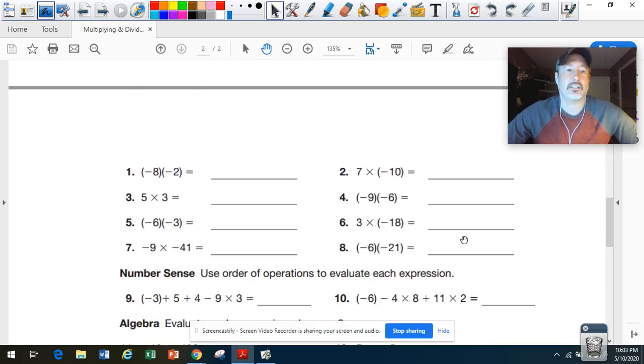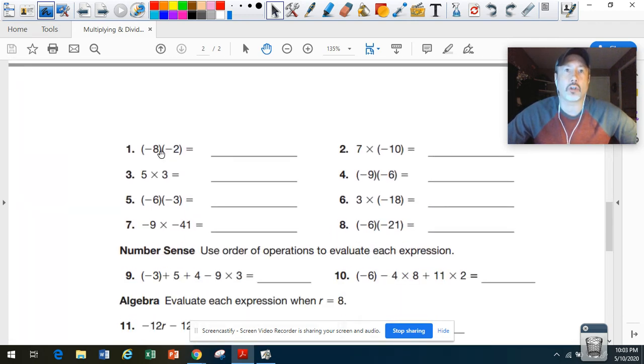Okay, let's look at some practice here. Now remember, this means multiply here. We don't have to have a dot or a times sign. We know those parentheses mean that it is multiplication. So I have a negative times a negative. Signs are the same. The answer is a positive 16. Very good. Okay, let's look here. Signs are what? They are different. I got a positive times a negative.